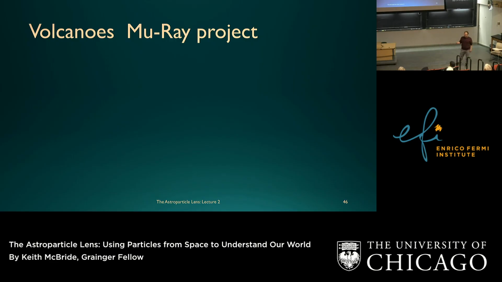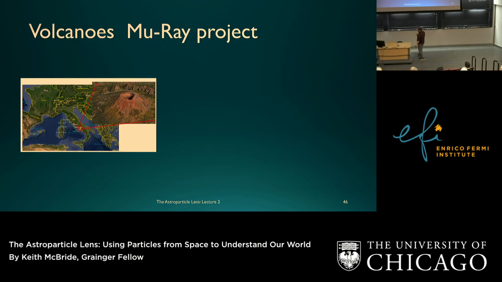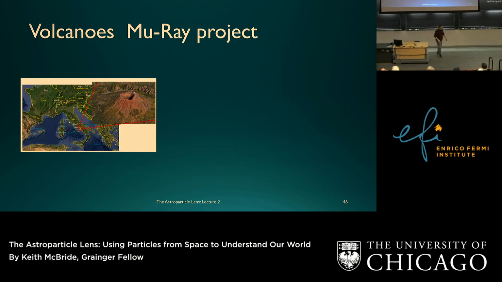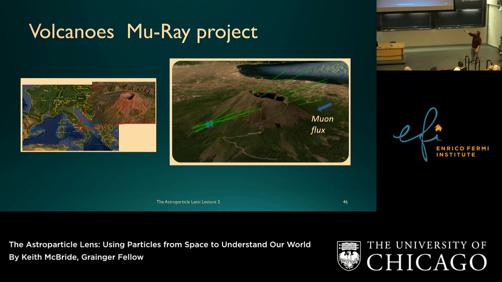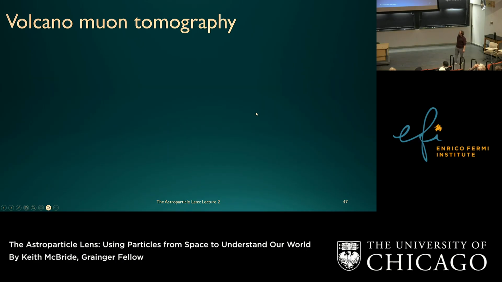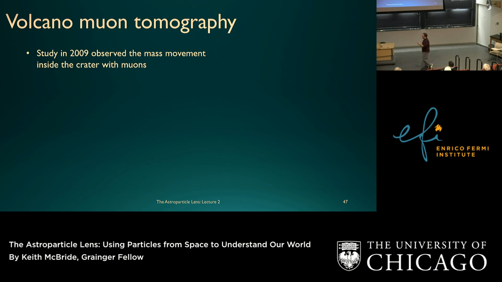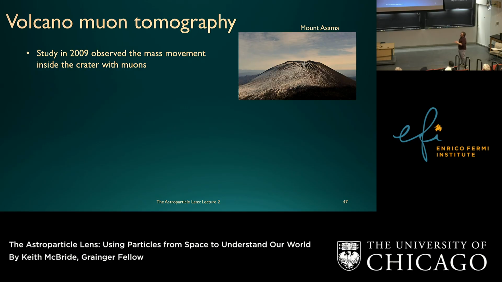So this is called the Mu-Ray project. And this volcano is pretty famous, you probably know it: Mount Vesuvius. The way this works is you place your detector on one side of the volcano, and you have these cosmic ray muons coming through, and you can get these density image profiles of the muons. And this was actually done before the Mu-Ray project. This was done in 2009 or so with Mount Asama, if I'm saying that right, in Japan. And this is a really interesting study with muon tomography.